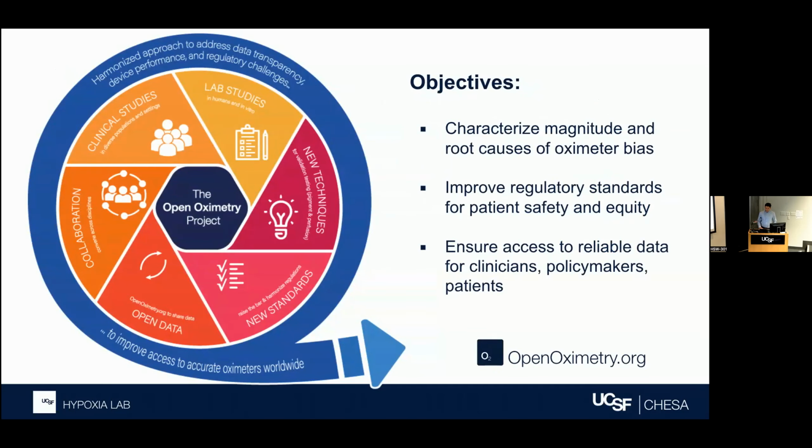So the Open Oximetry project is really a culmination of these years of work in the hypoxia lab in Cheshire. And through it, we hope to characterize magnitude and the root causes of this bias, improve regulatory standards of these devices, and ensure access to reliable data for all. And I'll briefly walk through how we set about doing this.